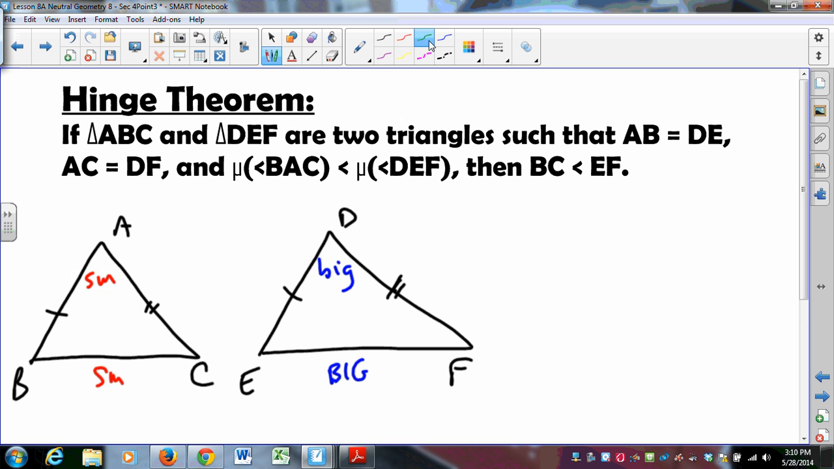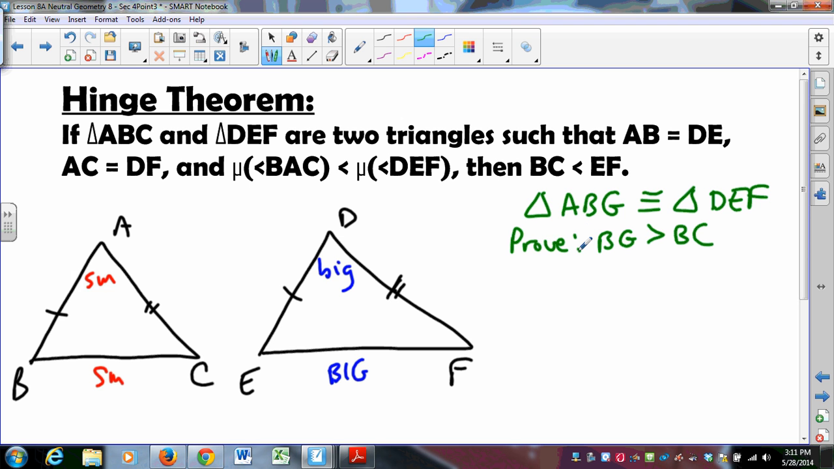We are going to construct triangle ABG congruent to triangle DEF. And we're going to prove that BG has to be bigger than BC. That's the plan. And here's how this goes.